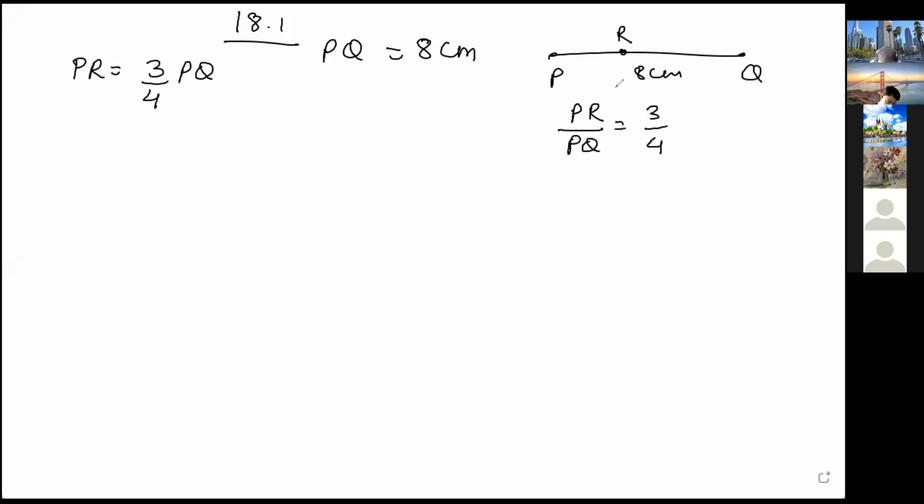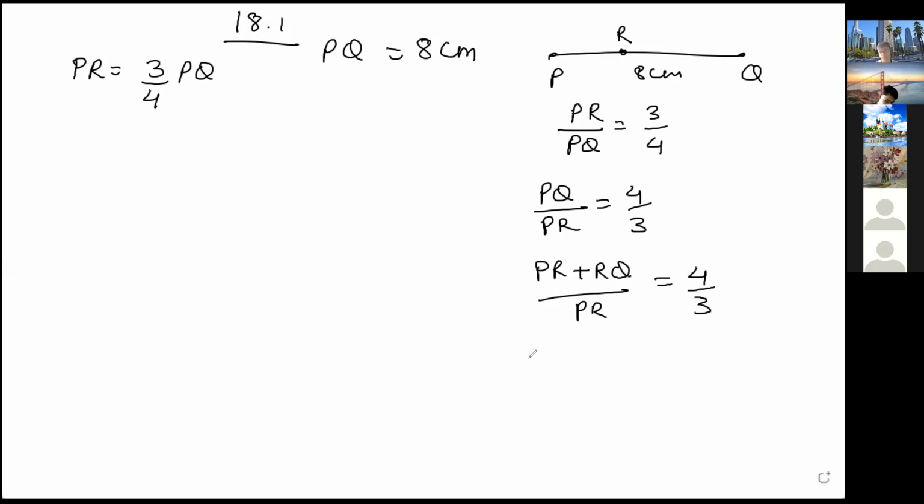Let us do the reciprocal. PQ by PR is equal to 4/3. Okay, because I want PR by RQ. That should be my ratio. Then only I will be able to draw. So let us break PQ into PR plus RQ upon PR, which is equal to 4/3.